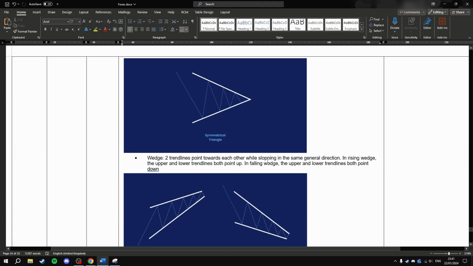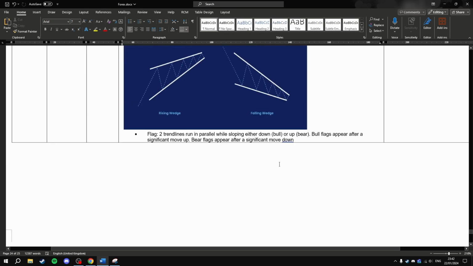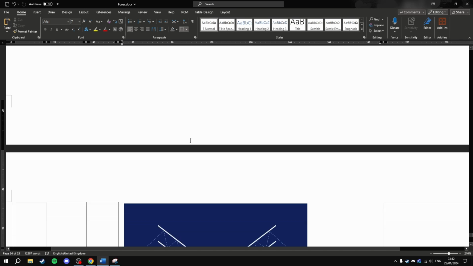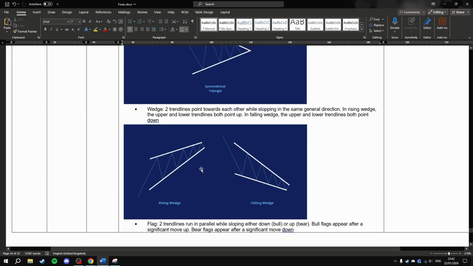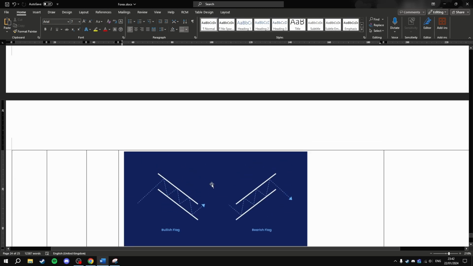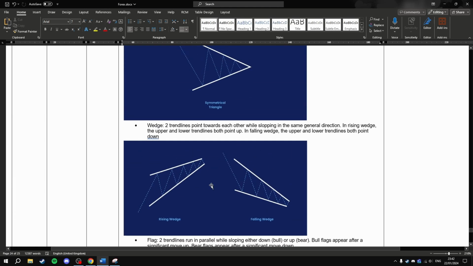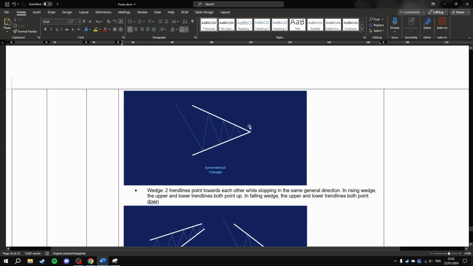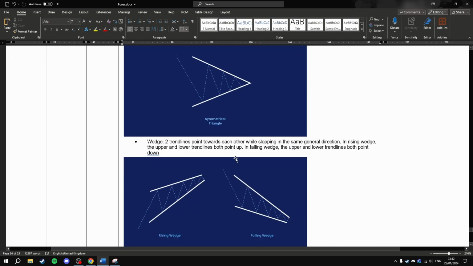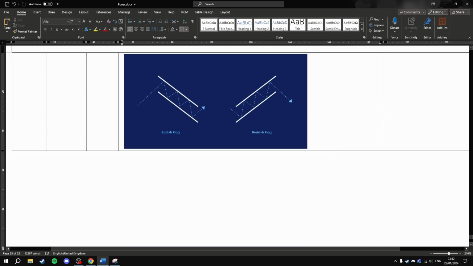Two trend lines point towards each other while sloping in a general direction. So I guess the flag one is a more strict version of the wedge one, where they won't ever join up. The triangle is easy to spot because you just see them join up, and the wedge is in between, I guess. Right.